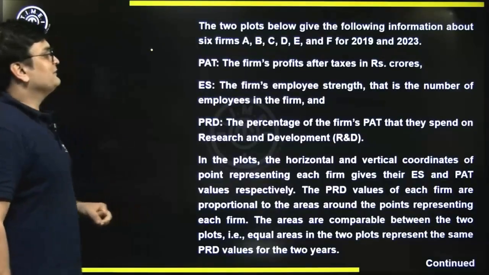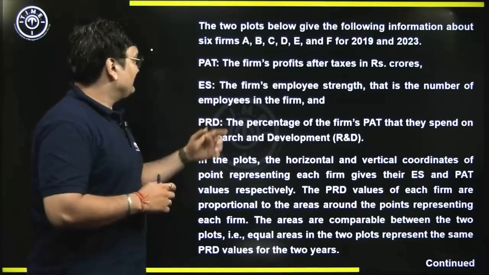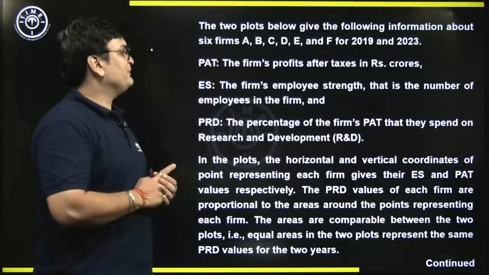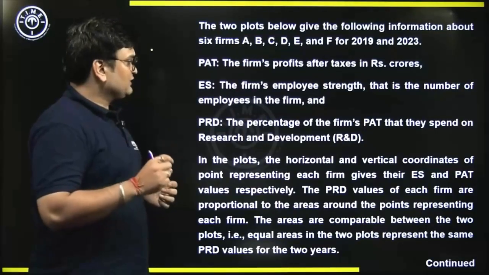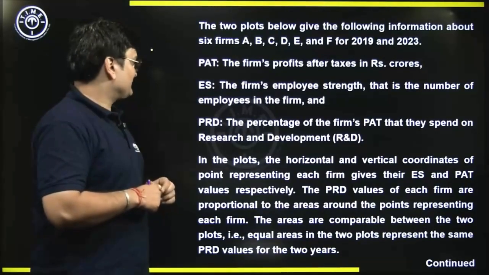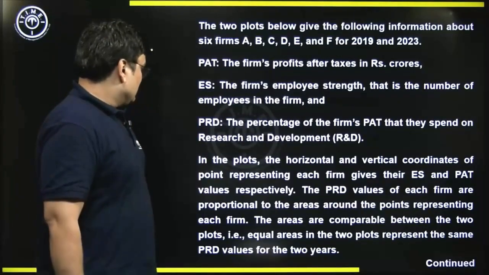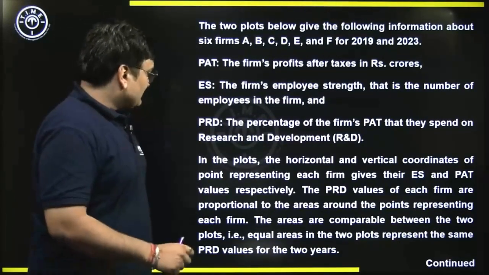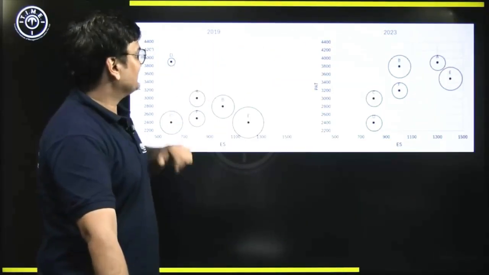ES, the firm's employee strength, that is the number of employees in the firm, and PRD, the percentage of firm's PAT. PAT is profit after taxes. The percentage of the firm's PAT that they spend on research and development. So that is called PRD. In the plots, these are two graphs, 2019 and 2023.